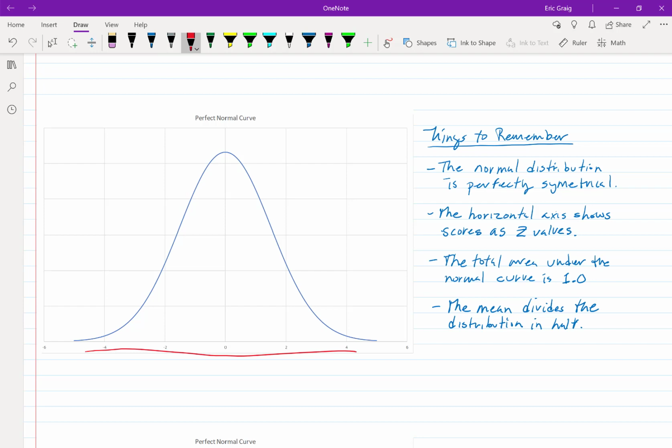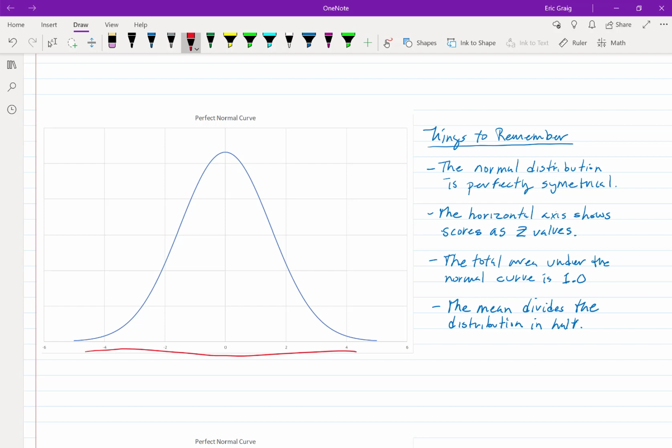All right, let's start out with the trick here. The trick in using the table is to understand what value it is that you're looking for. It is absolutely essential, I'll say it a third time, absolutely essential that you draw out a normal curve and make sure you mark on the curve the area that you're looking for.